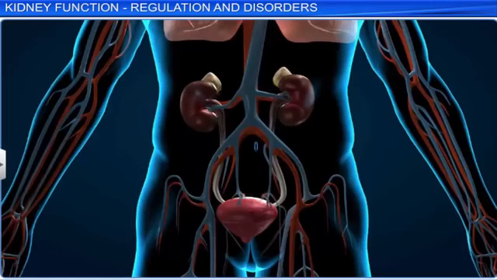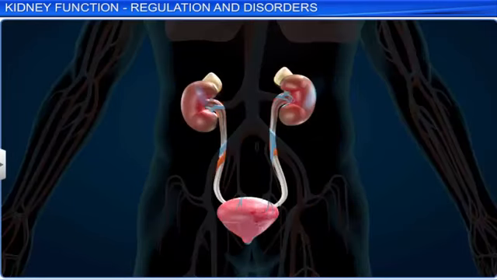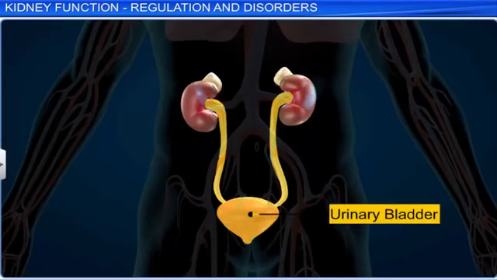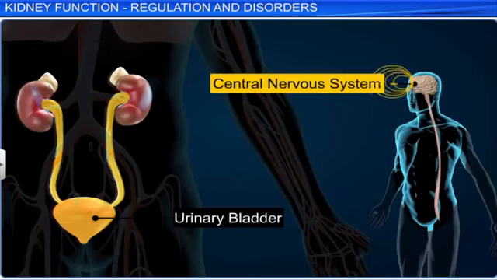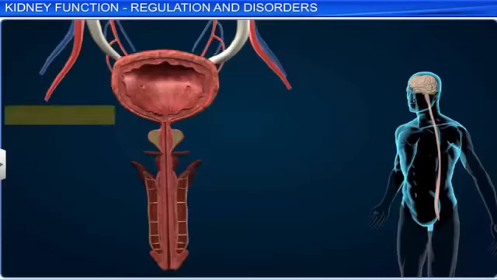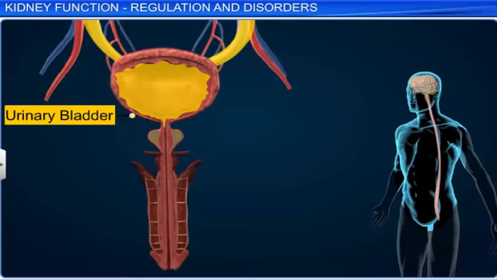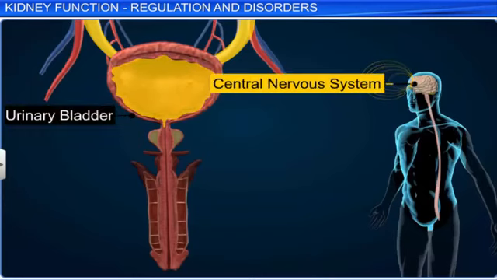Hence, hormonal feedback mechanisms efficiently monitor and control the functioning of the kidneys, leading to the formation of urine, which passes into the urinary bladder, where it is stored until a signal is received by the central nervous system, or CNS. As the urinary bladder gets filled with urine, the bladder is stretched and causes the stretch receptors on its walls to send a signal to the CNS.